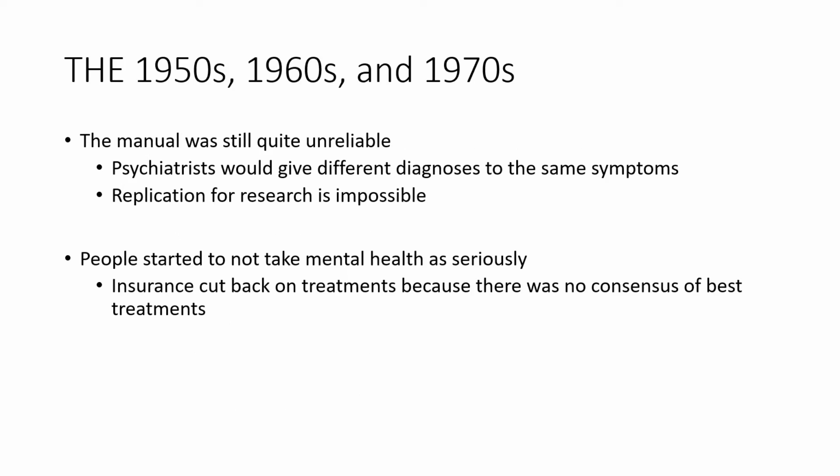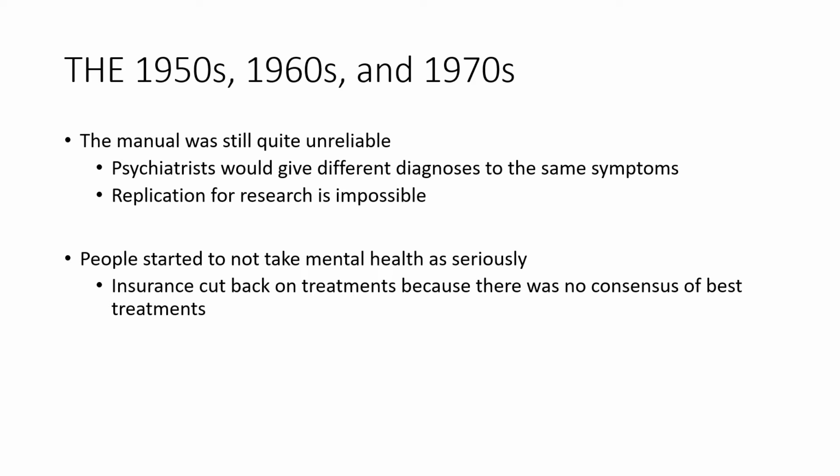In the 1950s, 60s, and 70s, the manual was still quite unreliable. Again, just because something is written out and published doesn't mean that it's the end-all, be-all, the final thing. No, there are a lot of mistakes still because people are still trying to understand mental illness, which is invisible, right? Psychiatrists would give different diagnoses to the same symptoms. So that means different trained psychiatrists would see one person but diagnose it as this thing or that thing, while another person would diagnose it differently.